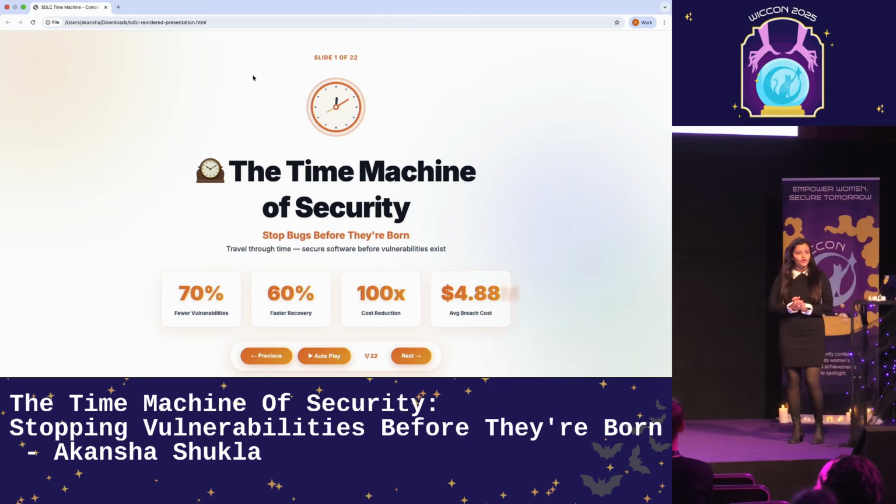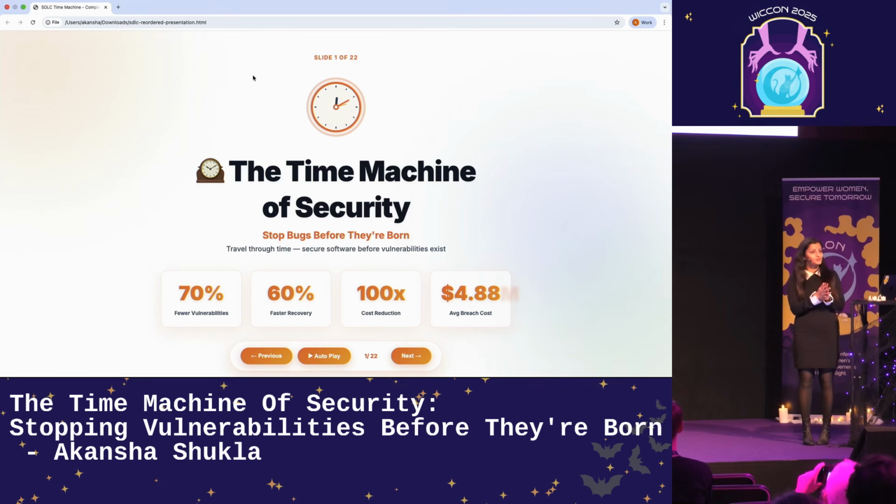So look at the clock here. It's small, but you can see it's already ticking. What I'm going to do here is rewind the clock and make you travel back in time, which is, of course, a difficult thing, but we will do it.